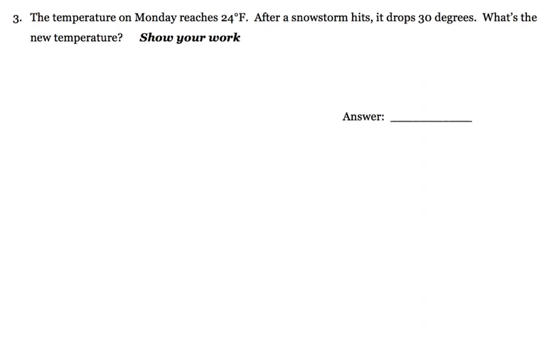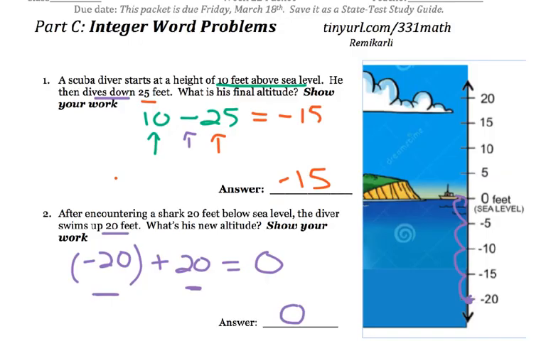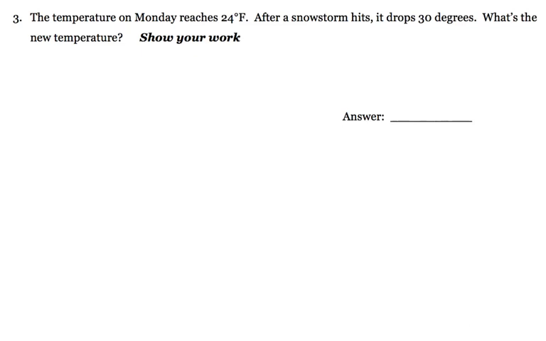Alright, so more realistically, on the state test, you're not going to be given helpful pictures with number lines on them. You're going to have to represent it in your own way. So let's take a look at some of those problems. The temperature on Monday reaches 24 degrees. After a snowstorm hits, it drops 30 degrees. What's the new temperature?